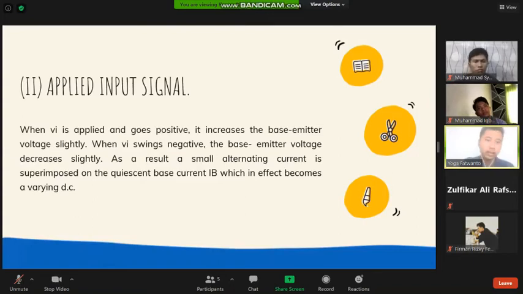Second, applied input signal. When Vi is applied and goes positive, it increases the base emitter voltage slightly. When Vi swings negative, the base emitter voltage decreases slightly. As a result, a small alternating current is superimposed on the quiescent base current IB, which in effect becomes a varying DC.